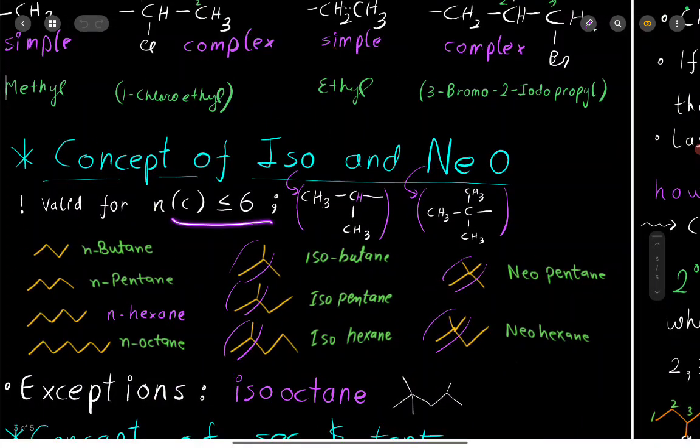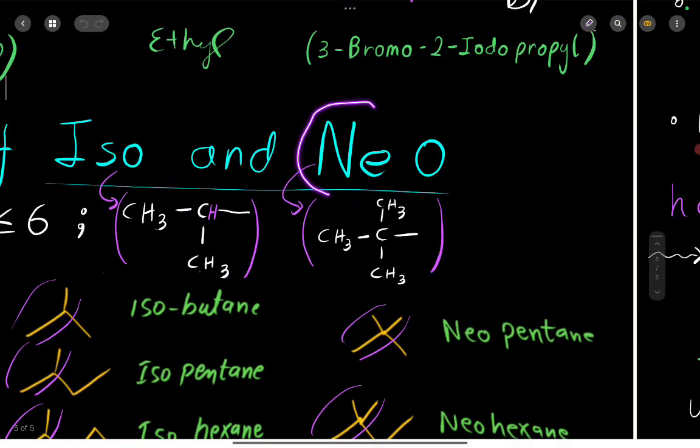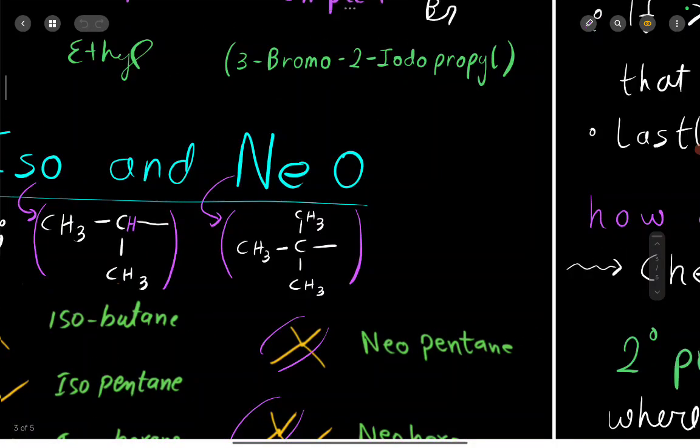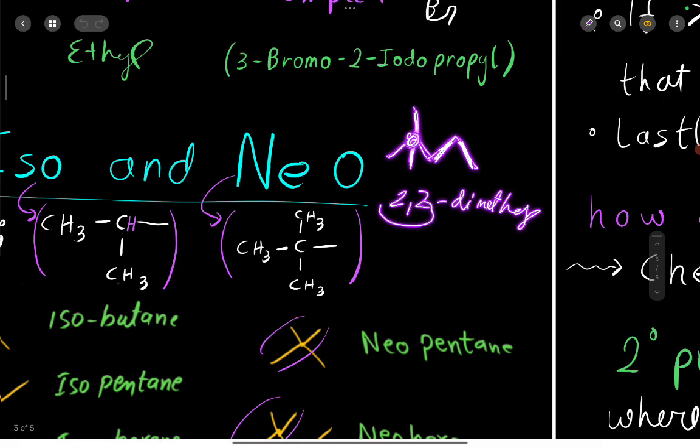But above 6 carbon atoms, the use of neo becomes very obsolete, because say this is like neoheptane. The name is technically correct, but it's very weird to call it neoheptane. Scientists don't like it, so we just call it 2,2-dimethylpentane. Actually, if the same substituent is present in more than one place, you write it like this, but we'll get to that later.